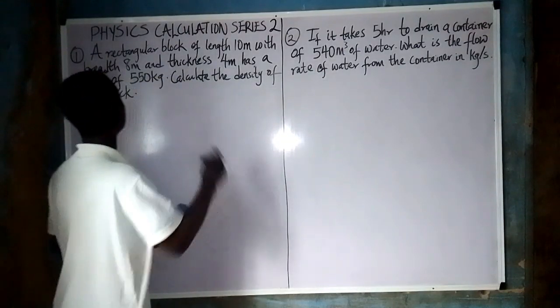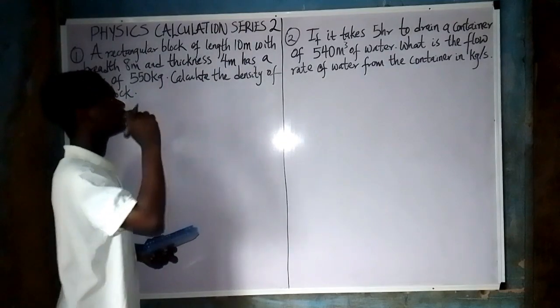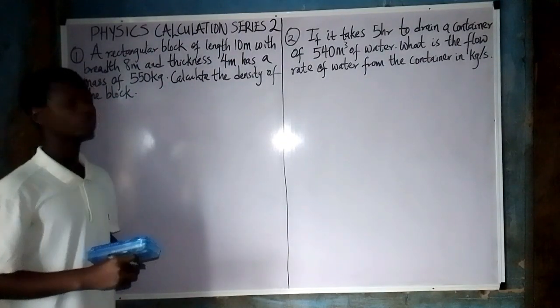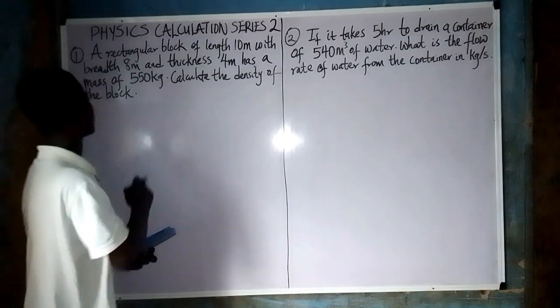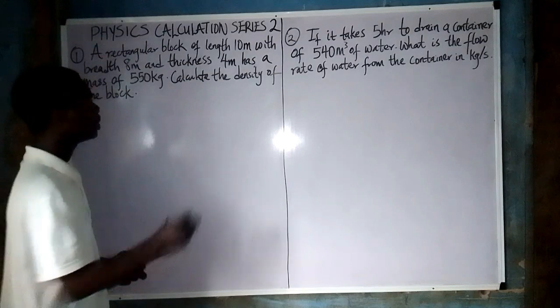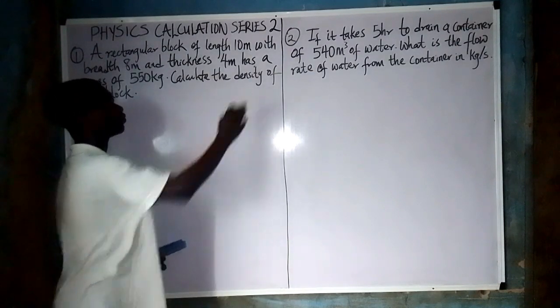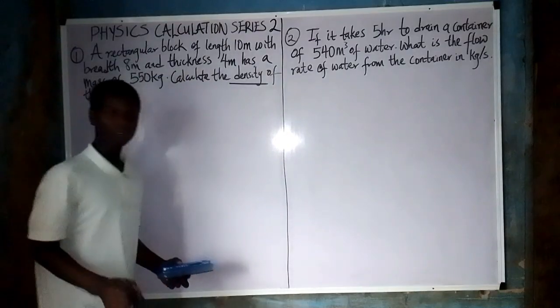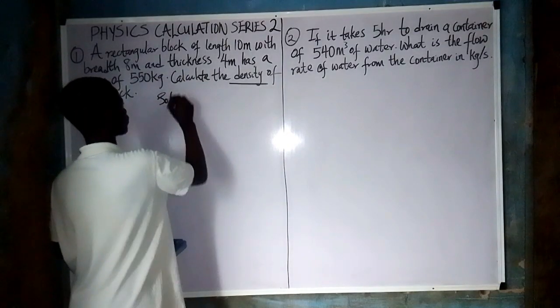It reads, a rectangular block of length 10 meter with breadth 8 meter and thickness of 4 meter has a mass of 550 kg. Now what's the question? Calculate the density of the block. We are asked to find what? Density. So let's see how we solve this solution.